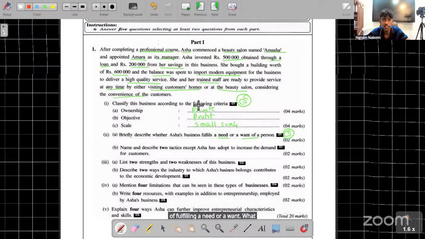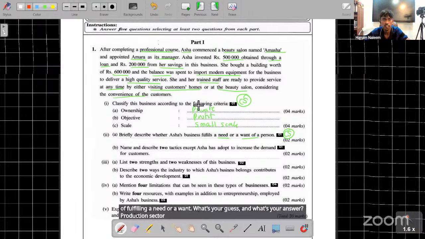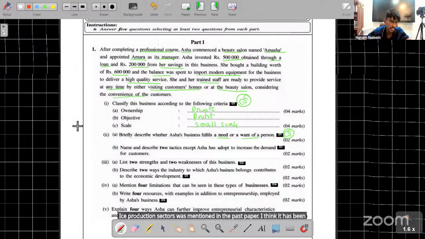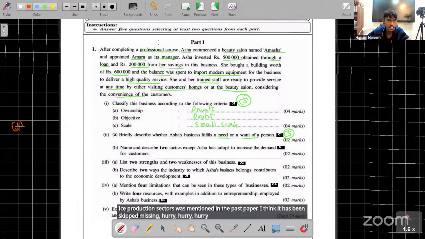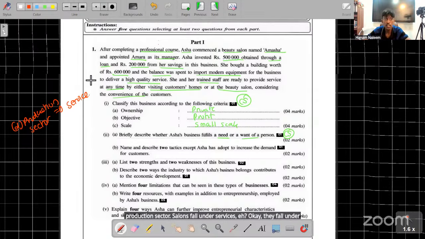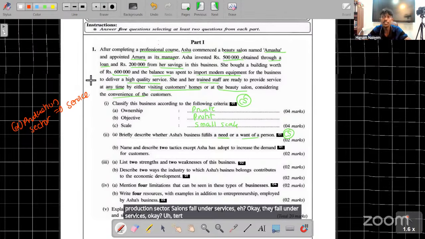What's your guess and what's your answer? Production sector. As production sector is also mentioned in the past paper, I think it has been skipped. So in D1, they are asking production sector also. Under which production sector do salons fall? Salons fall under services. Tertiary, that's the nature of production. Here production sector means service. Okay, so they are selling a want.